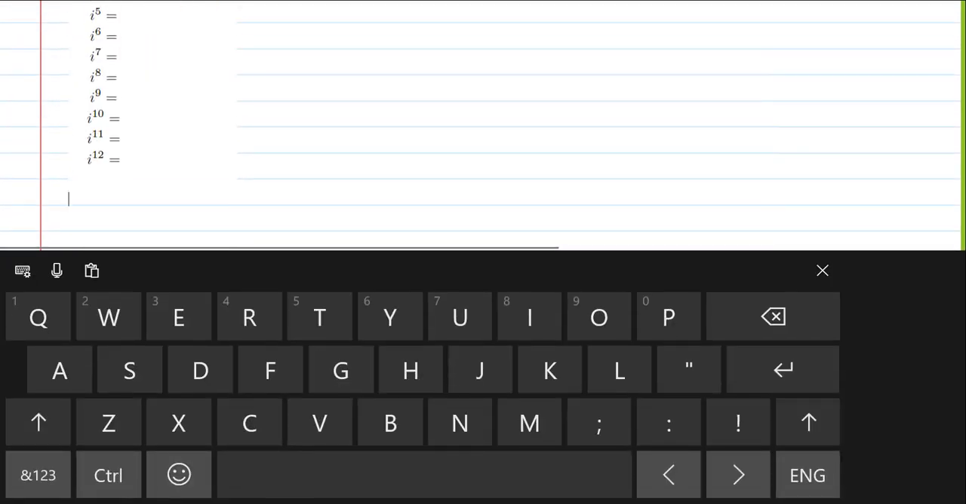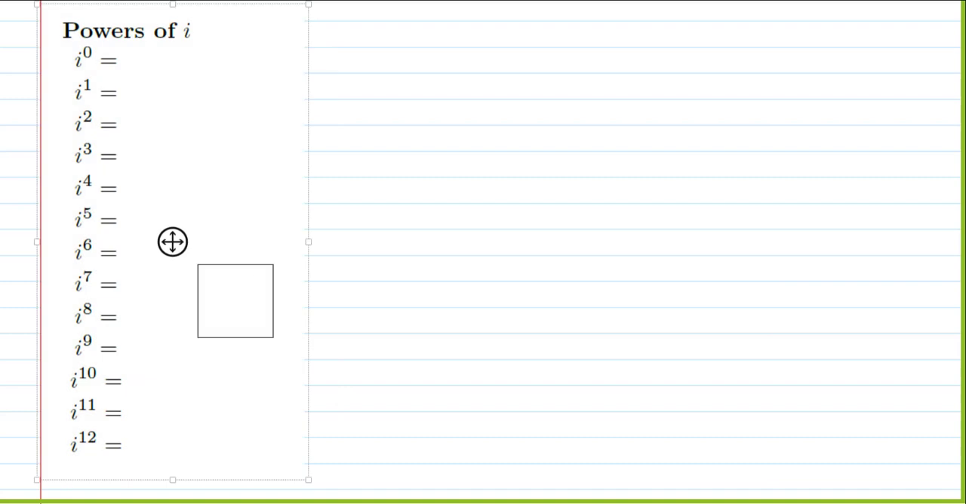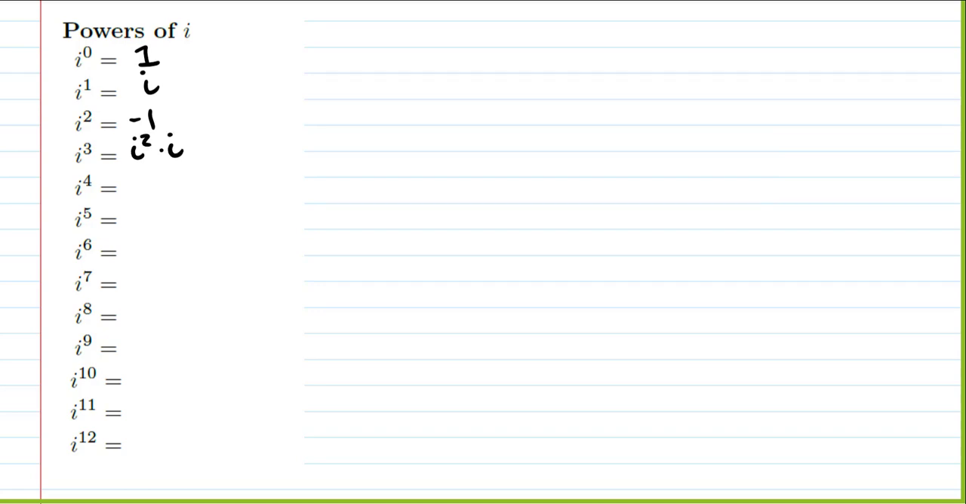Alright, so the next thing we want to start talking about are powers of i. So let's go ahead and take a look at this. So we know that anything to the 0 power is 1. i to the first power is going to be i. By definition, i squared is negative 1. Well, i cubed can be rewritten as i squared times i. Well, i squared is negative 1 times i, so that equals negative i.